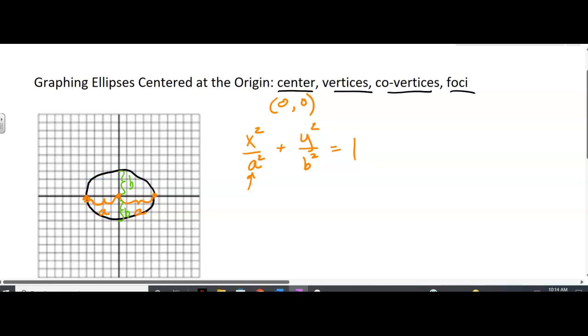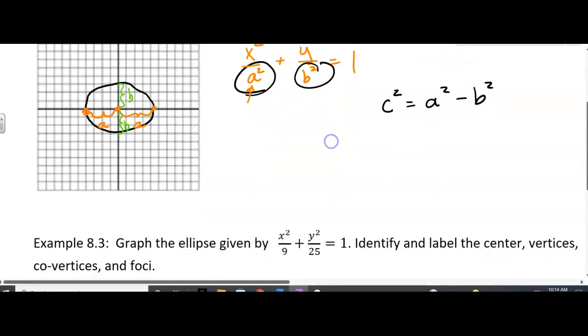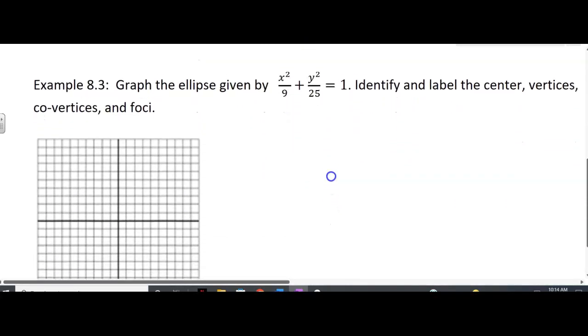Okay, so the vertices, remember, those are going to be based on A, and the co-vertices are going to be based on B. Now, usually when they just give you an equation, then you have to figure out what C is. So you'll need the fact that C squared equals A squared minus B squared. But then you can graph them if they want them graphed, or if they just want to know what C is.